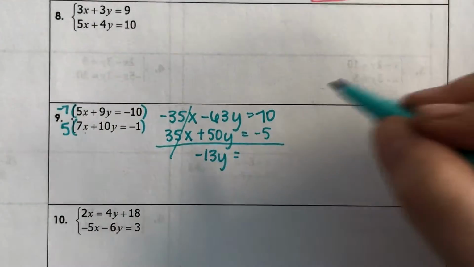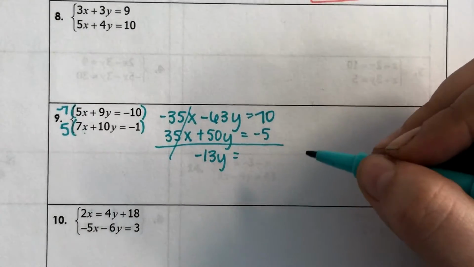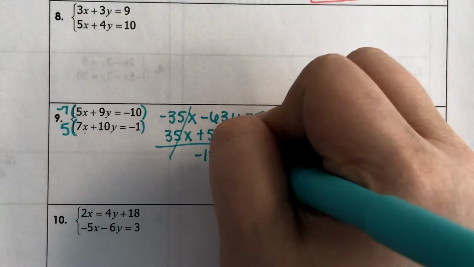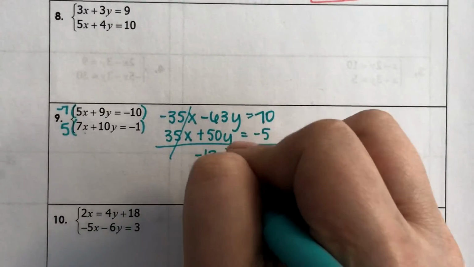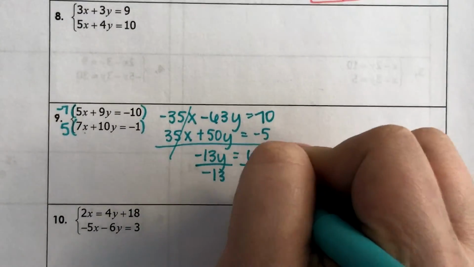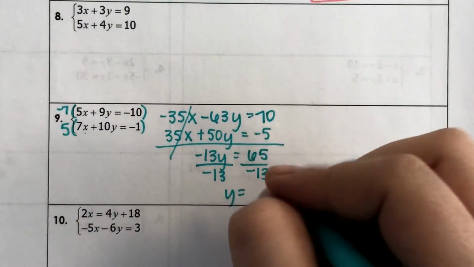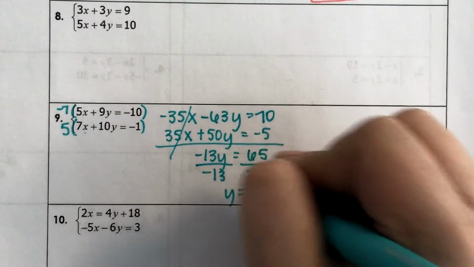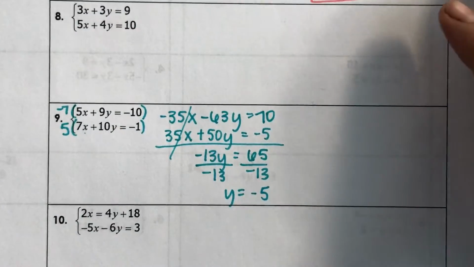And then 70 minus 5 is 65. For some reason my math is wrong, but that's okay. And then I'm going to divide by -13. And if you have a calculator or if you know this, -13 goes into 65 -5 times. Okay?